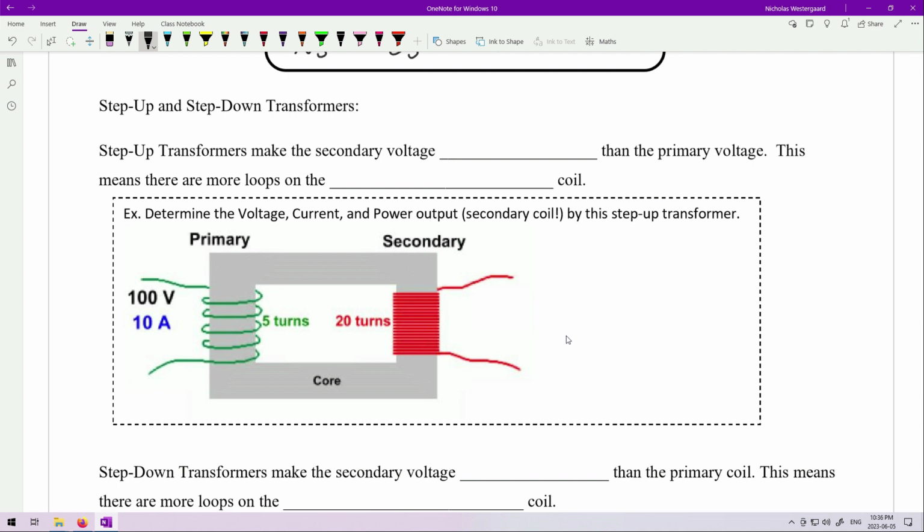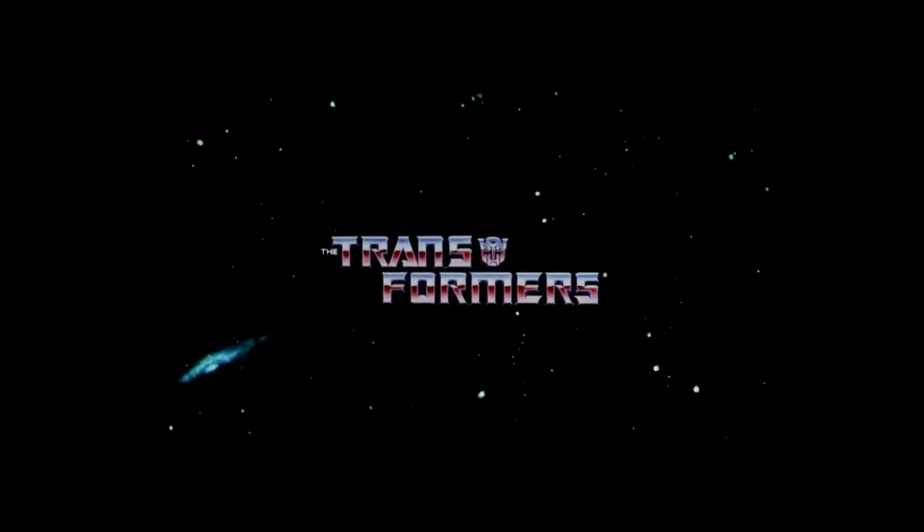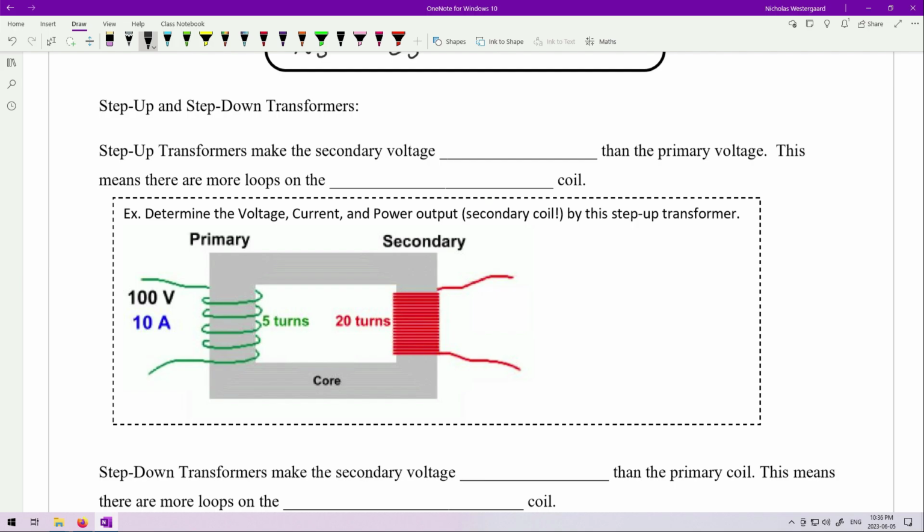So the step up transformer takes the secondary voltage and makes it higher, or a step up from the primary voltage. This means that there's going to be more loops in our secondary coil due to that direct proportionality. So if I'm taking a look at this situation, I see I have 5 turns in my primary to 20 turns in my secondary. I chose the numbers to be easy, so I didn't need to show my work. If the numbers aren't so easy, just show your work, write down the ratios. But in this case, 5 to 20, that's a 1 to 4 ratio.